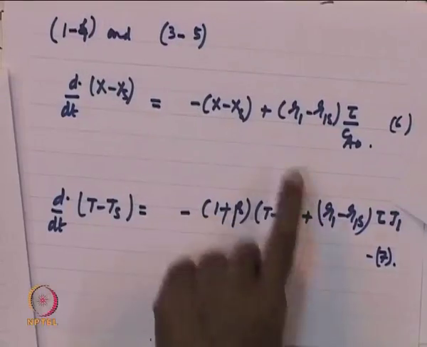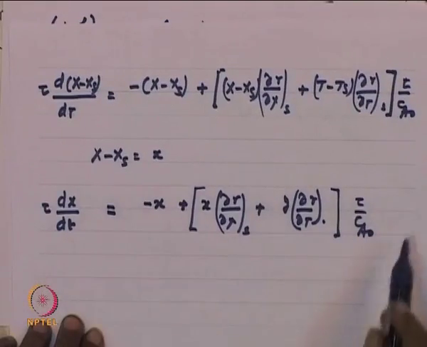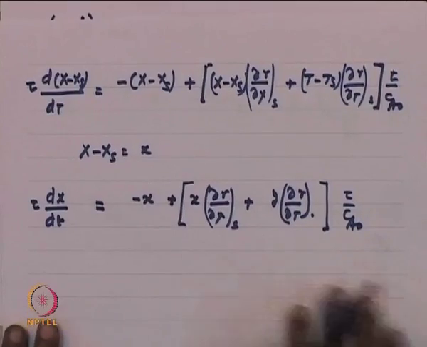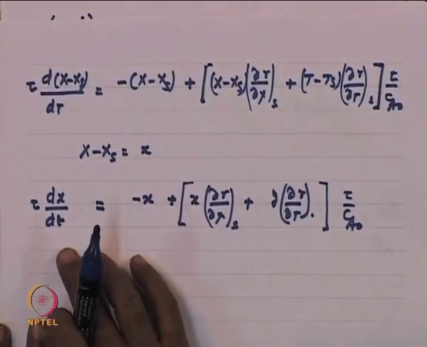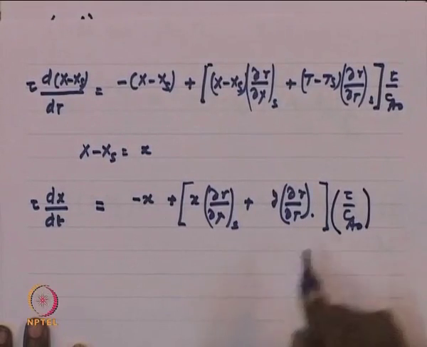Therefore, R1 minus R1s has to be multiplied by tau by j CS. So this is what we have done here. So our relationship for the variation of x with time is given by this relationship, which involves all the terms that we have talked about.